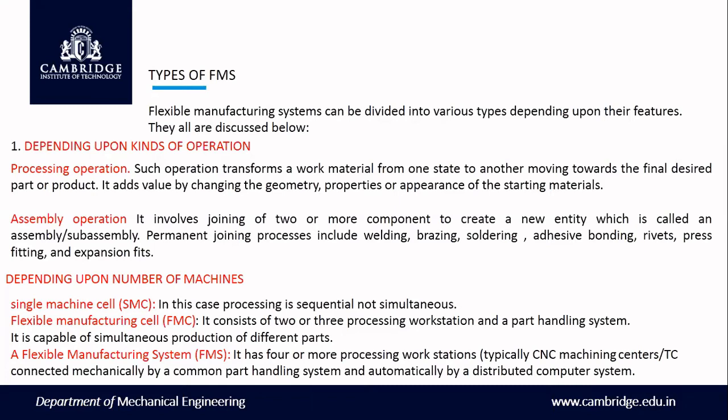That is the types of FMS, flexible manufacturing system, based upon features, depending upon the kind of operation. One is process operation and the other is assembly operation. Process operation is nothing but you have one raw material, you do some process, either extrusion, drawing, or many other types, and then you get a final product. That is processing operation, with no need to do any assembly. Another one is called assembly operation.